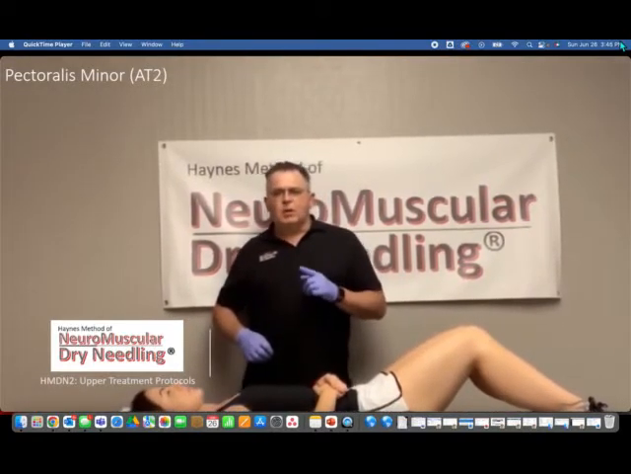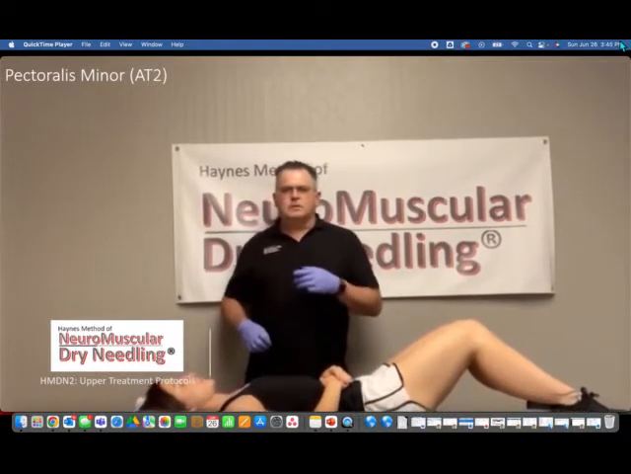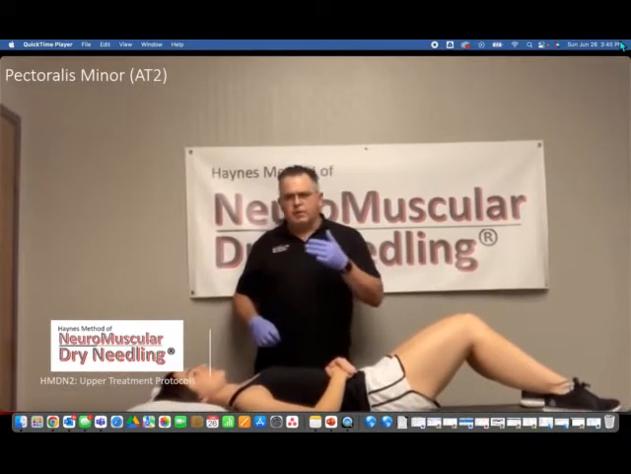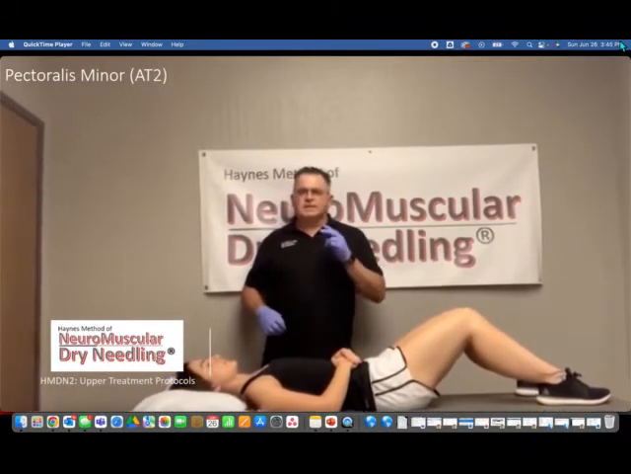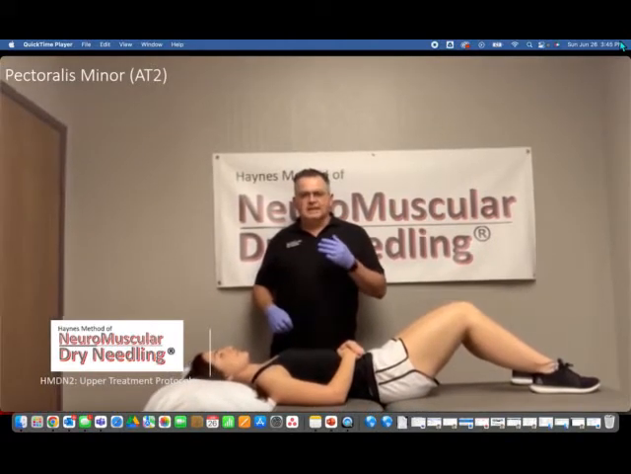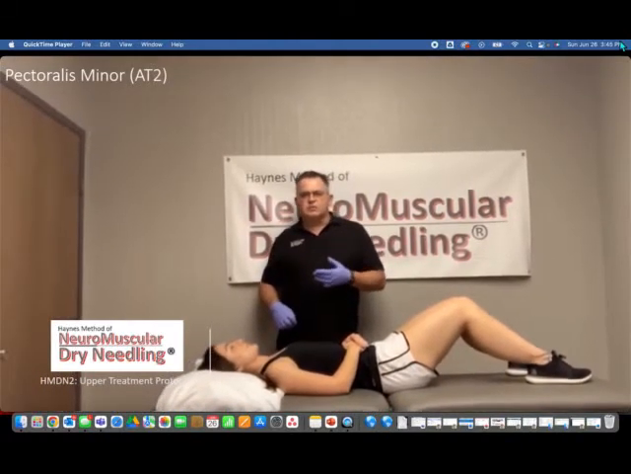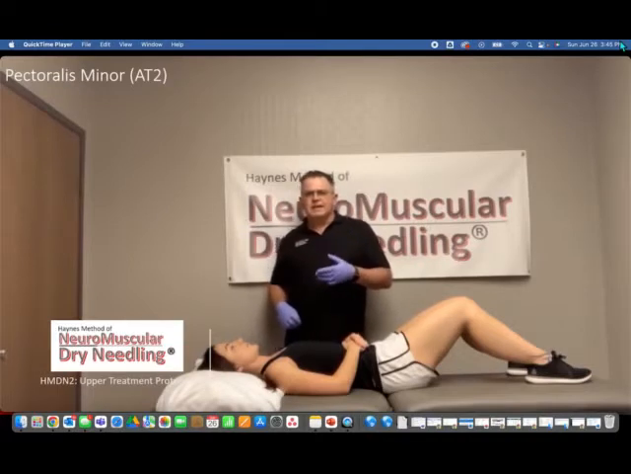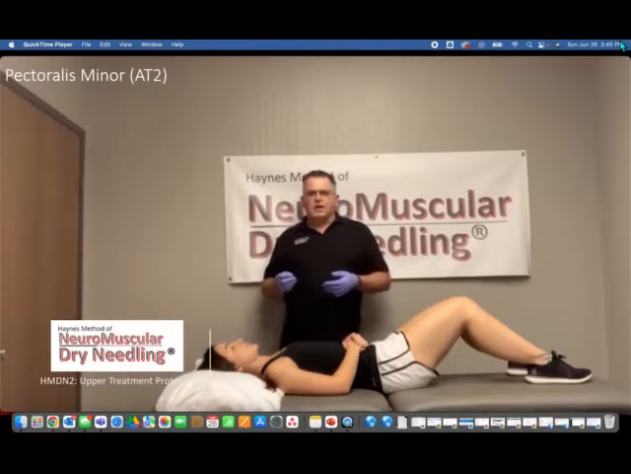One is going to be at the tenoosseous junction, just medial to the coracoid process, needling anterior posterior for 2 centimeters. The second, we're going to place our fingers into the axilla and the thumb on the anterior chest wall, pulling the Pec Minor up and away from the chest wall and needling tangentially to the chest wall into the belly of Pec Minor.